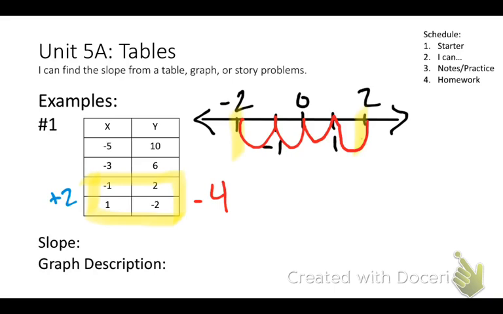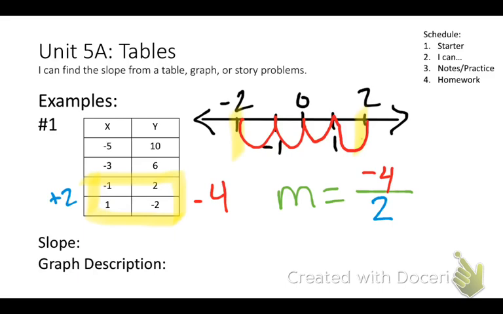So let's talk about setting up our slope. M equals, and we know we're going to have a fraction, so I'm going to write a fraction line. I need to start with my y value. My y value on my table is in that right column, and I'm looking at the change in my y, and that's what we found as a -4. So -4 is going to go on top of my fraction. That means my other number, the +2, goes on the bottom of my fraction.